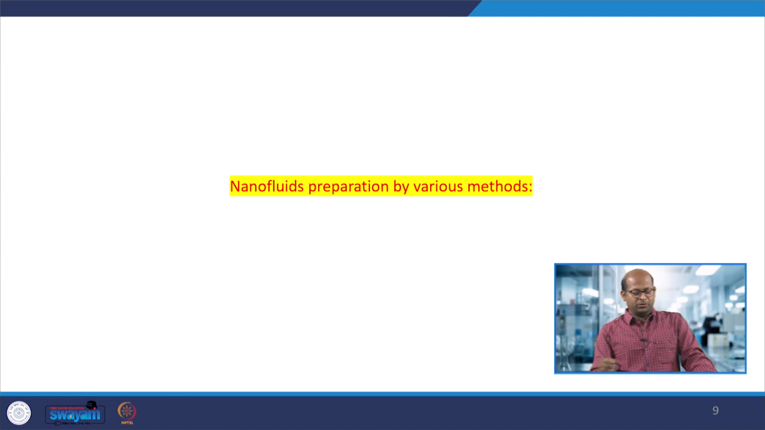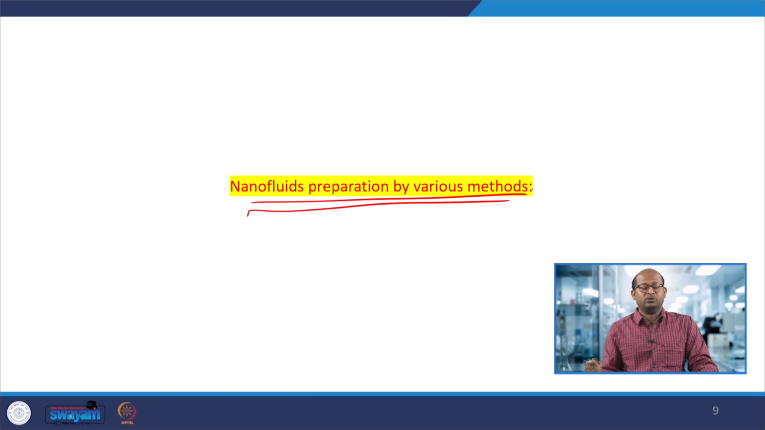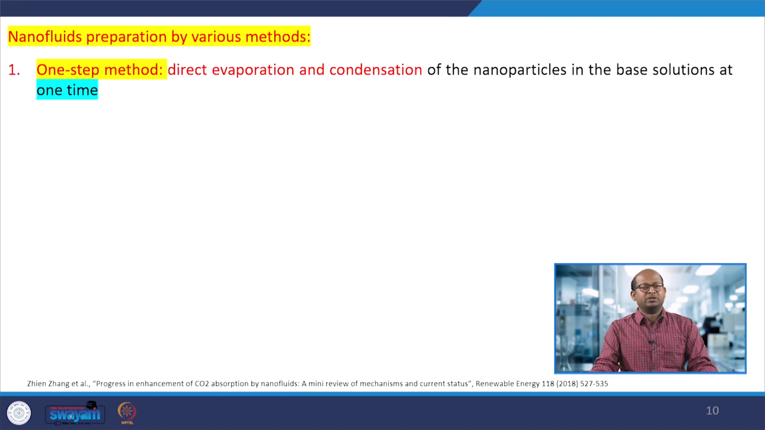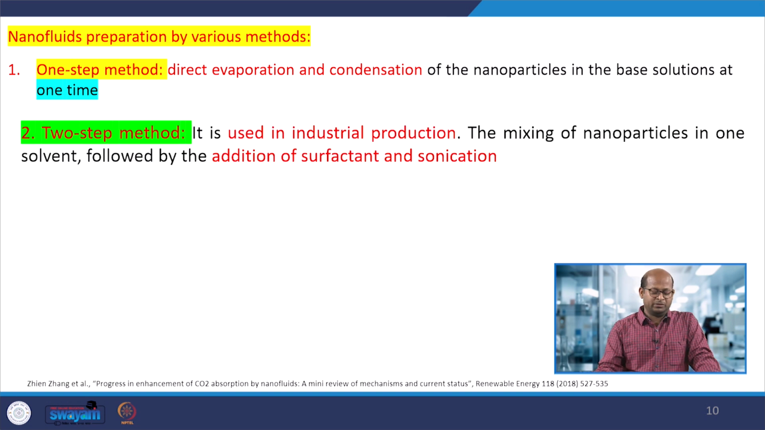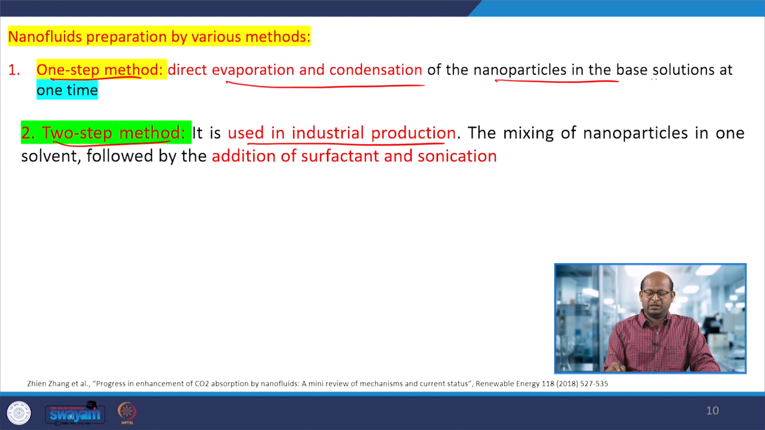Okay, so now we will go for preparation of nanofluids. There are various methods. One is the one-step method, which is a very simple method, and we will discuss it. Next is the two-step method, which can be used for bulk or industrial scale production. The basic difference is that in the one-step method we take nanoparticles and the base solution, put them together at one time, and mix them with the help of stirrers or some other way.